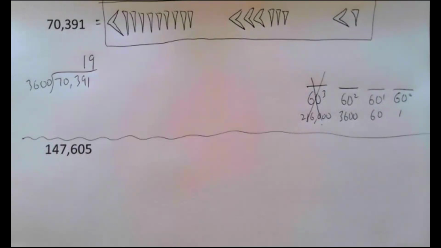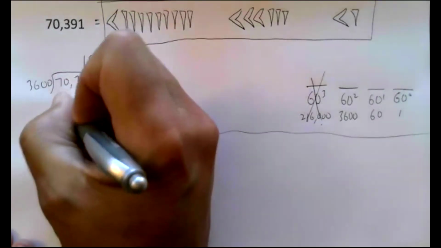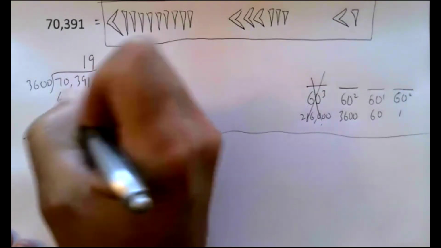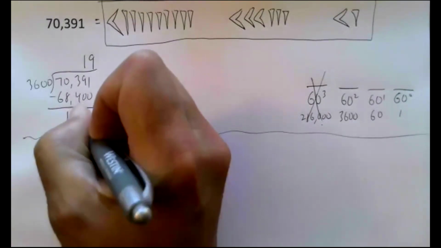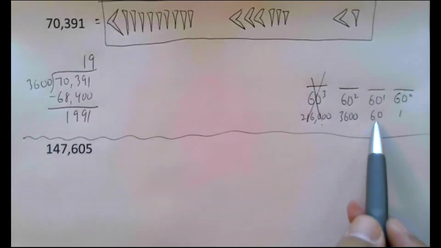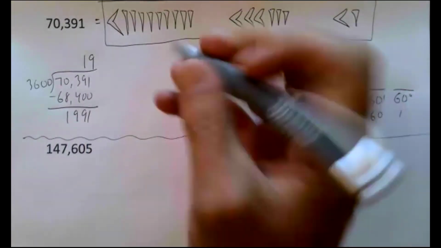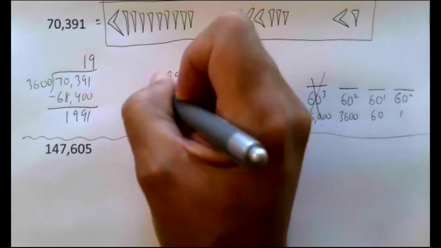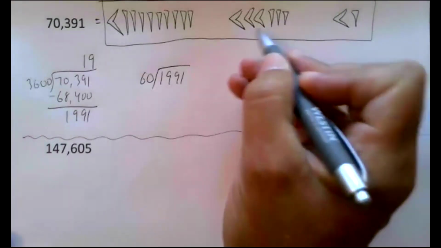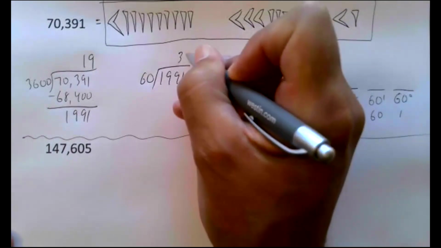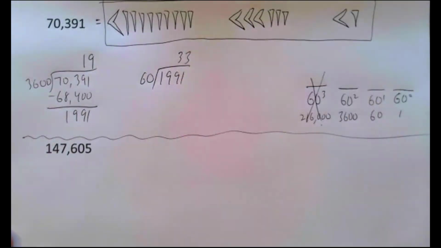Go 19 times 3,600, you get 68,400. And subtract. Should get 1,991. That's the number that you're going to take and divide by 60 now. Go ahead and take 1,991, divide by 60, you should get 33. That's where that 33 comes from, 33 point something, but just take the whole number part.